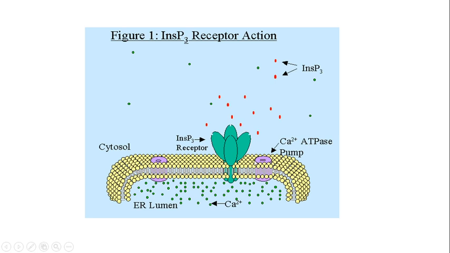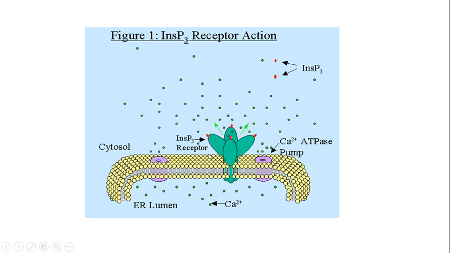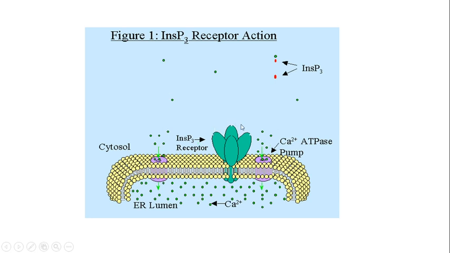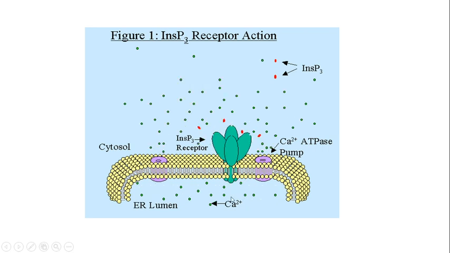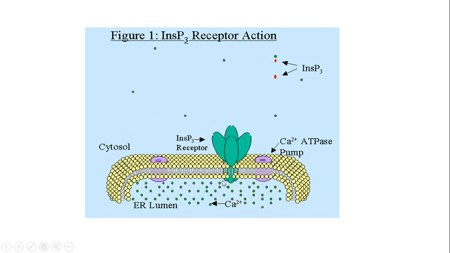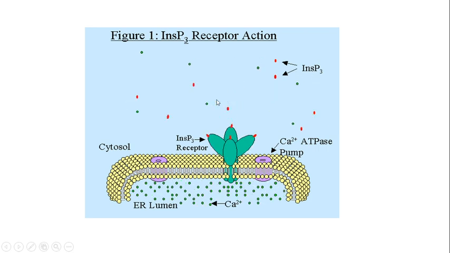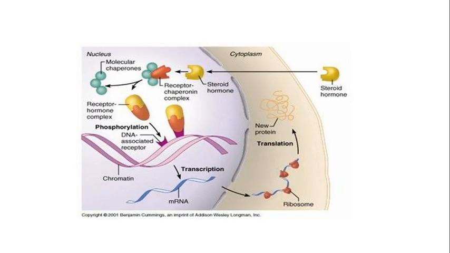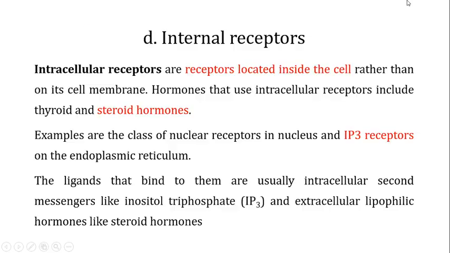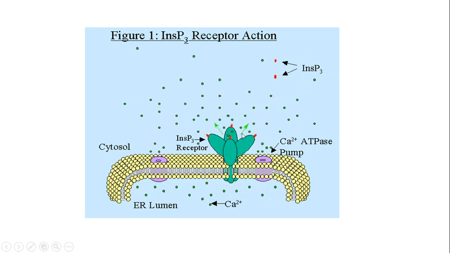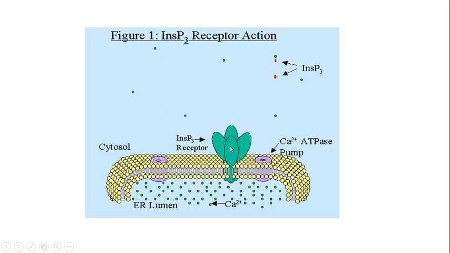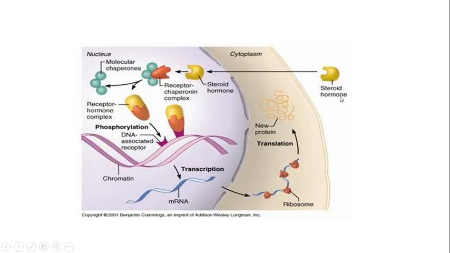As you can see, the endoplasmic reticulum is present inside the cell, and this receptor is present on the endoplasmic reticulum. This IP3 receptor is regulating the levels of calcium in the cytoplasm of the cell. This is for the steroid hormones. As I've told you, there can be two examples: extracellular lipophilic hormones, or secondary messengers like IP3. So this is an example of the secondary messengers, IP3, and how they interact with their receptors and perform their function. And this one is for the steroid hormone, which is present outside the cell.